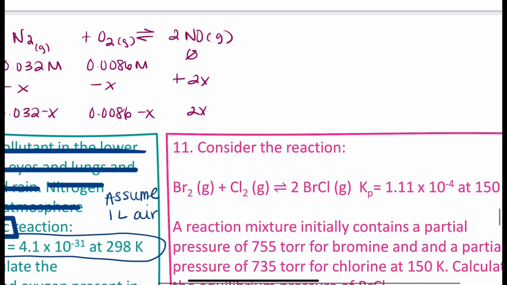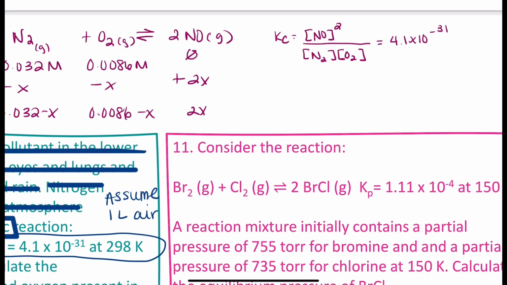My Kc expression is my NO concentration squared over N2 times O2. And I know that this equals 4.1 times 10 to the minus 31. I'm going to go ahead and plug in what I know, though, from my table. I know that NO at equilibrium. So again, I'll often forget to write this, but these are your equilibrium concentrations directly. If they were not at equilibrium, you'd be calculating Q, not K. So they are your equilibrium concentrations down here. So they're from the bottom of the table here.